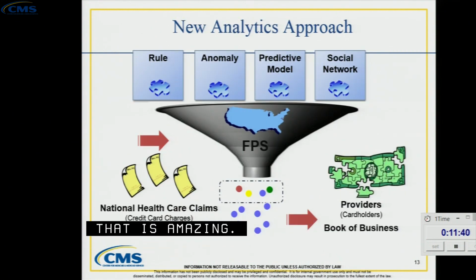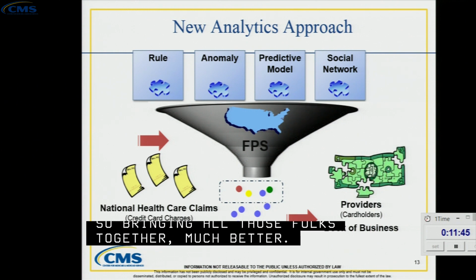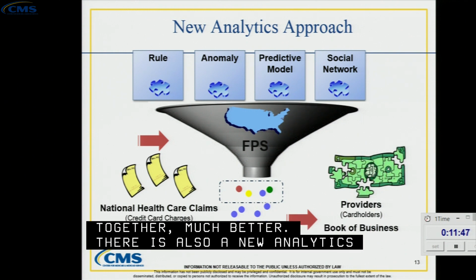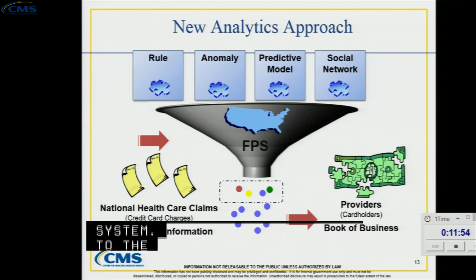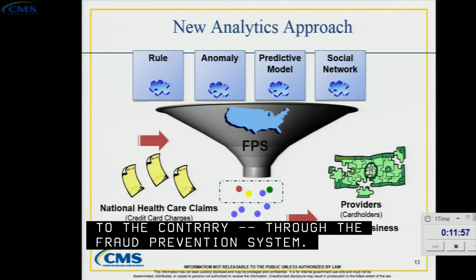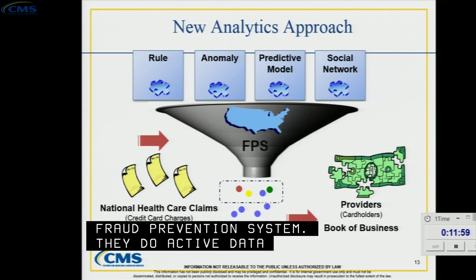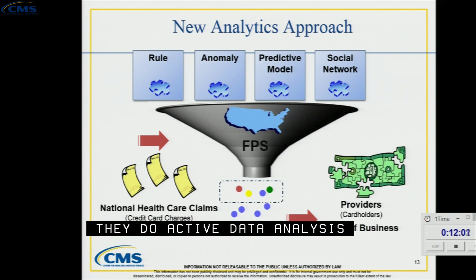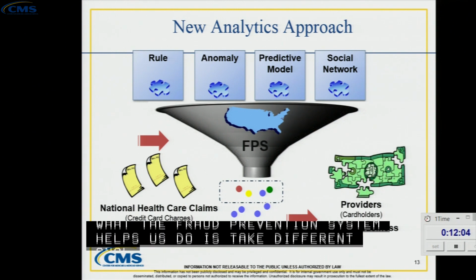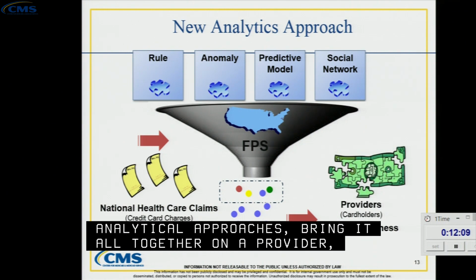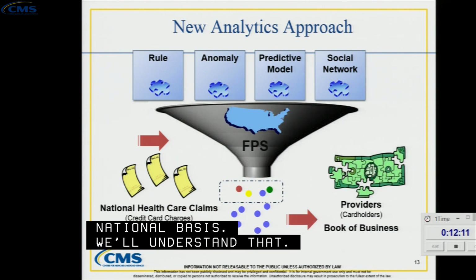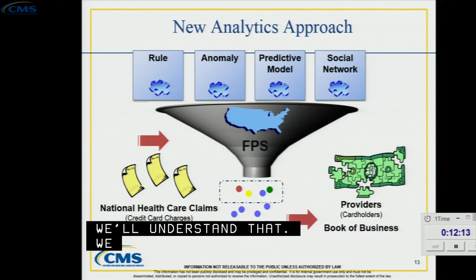All right, there's also a new analytics approach. It's not like the zone program integrity contractors weren't doing data analysis before the fraud prevention system. To the contrary, they were all doing proactive data analysis, and they do proactive data analysis today. But what the fraud prevention system helps us to do is to take different types of analytical approaches, bringing it all together on a provider on a national basis. So we really understand that full book of business of providers, and we work together collaboratively to take action on them.